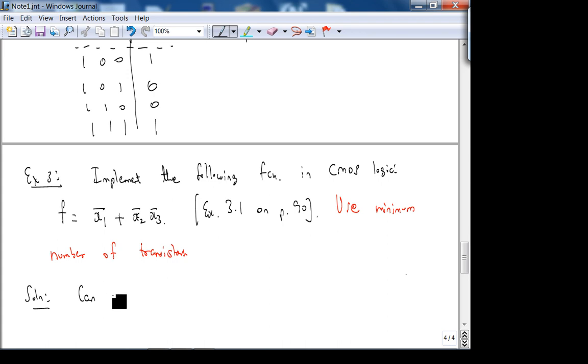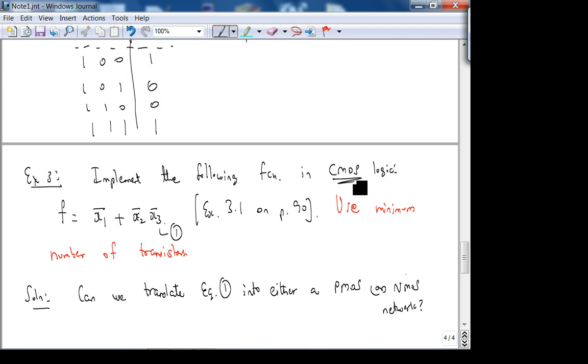Can you ask this question? Can we translate this, let's call this equation one, into either a PMOS or NMOS network? This is the question you ask. The reason is it's CMOS. So once you get the PMOS, the NMOS is easy. It's the complement of the PMOS. Or if you get the NMOS, the PMOS is easy. So the question is, which network does that lead to?